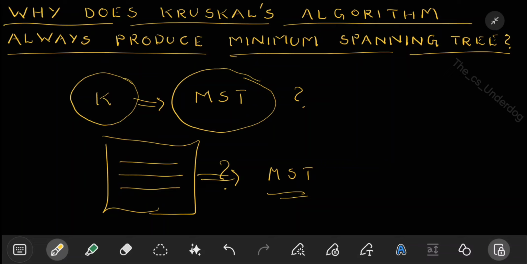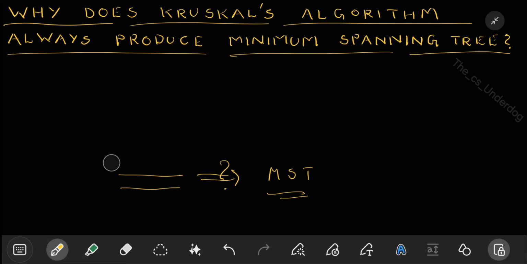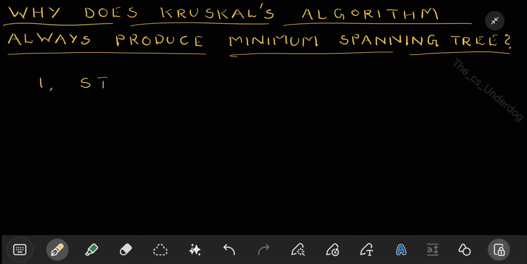What we'll do is, we'll split this into two parts. In the first part, we'll prove that whatever is the output of Kruskal's algorithm, that is a spanning tree. It is not just a tree, but the spanning tree itself. And in the second part, considering that it is always a spanning tree, we'll prove that it is specifically the minimum spanning tree itself and not any random spanning tree.